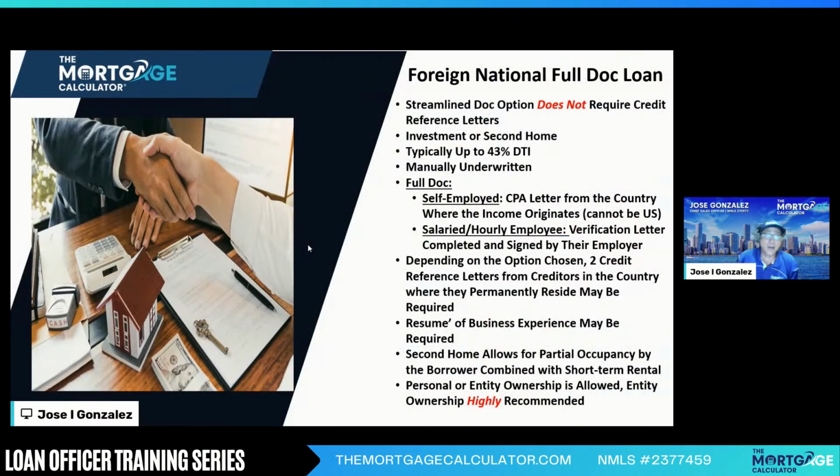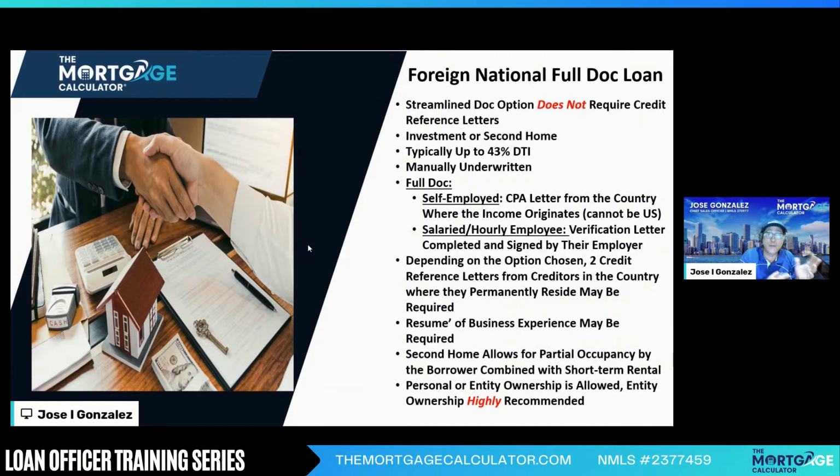So breaking down a little bit more on what we mean by the foreign national full doc loan. Again, I remind everybody, the streamline option does not require credit reference letters. Now, any full doc loan can be an investment property, or, believe it or not, they can qualify as a second home. Second homes do not have a prepayment penalty, but then second homes require that visa, and they've got to qualify.